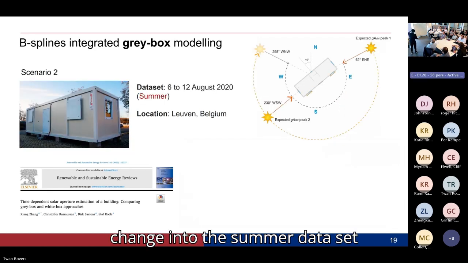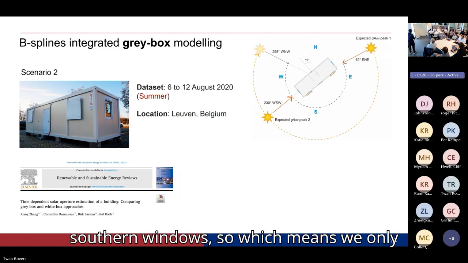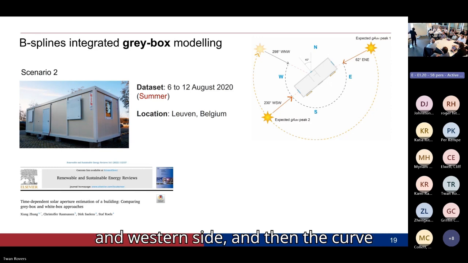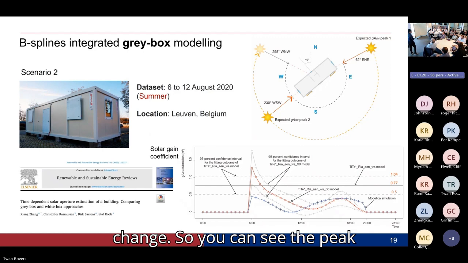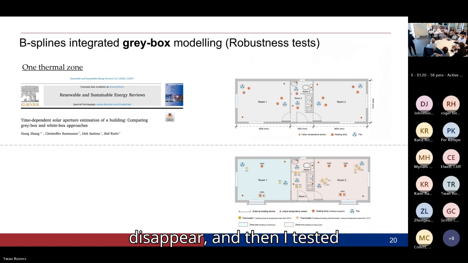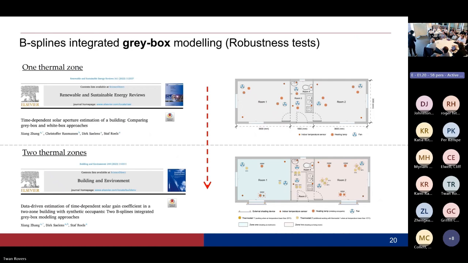If we change to the summer data set with 2 shading devices to shade the southern windows, which means we only have 2 effective windows on the eastern and western side, then the curve changed. You can see the peak disappeared here. Then I tested this model in 2 thermal zones. This is 1 thermal zone and there are 2 thermal zones.